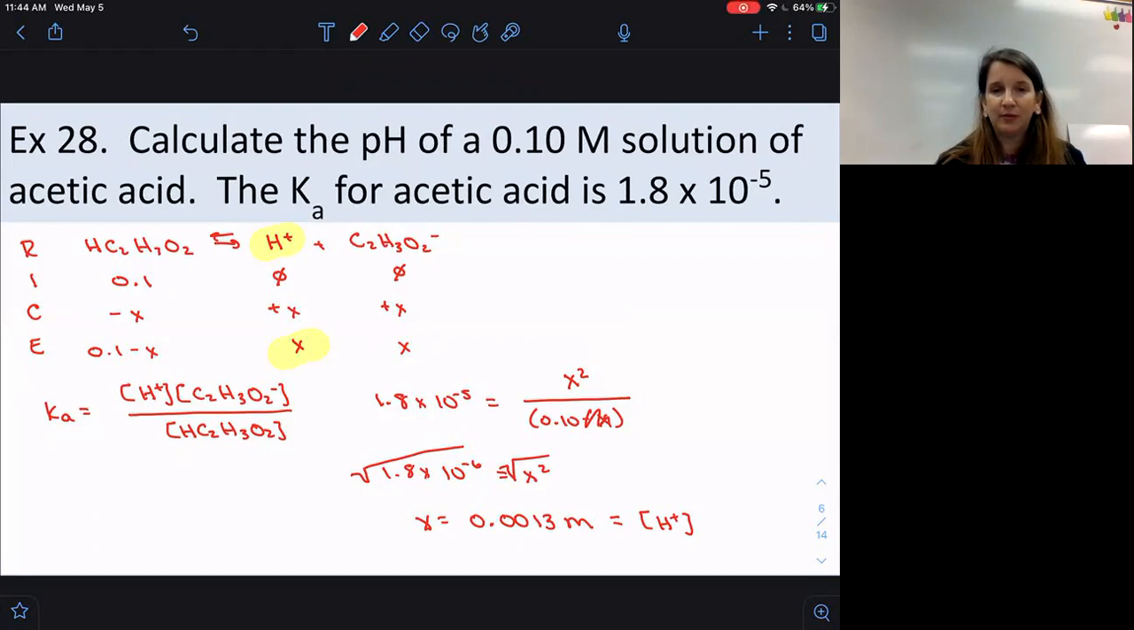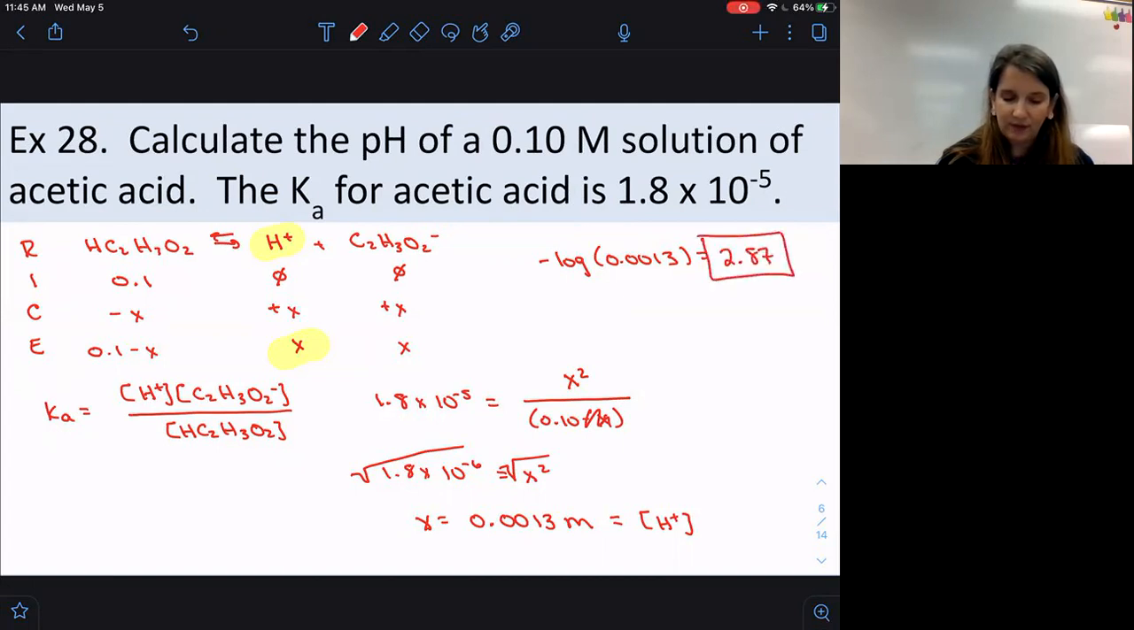But it's asking me for pH. So how do I solve for pH given my hydrogen ion concentration? Well, I would simply do a negative log of my hydrogen ion concentration to get my pH. So I'm going to do negative log of my answer, and I get 2 sig figs, and those go behind my decimal point, so my answer would be 2.87. That would be my pH. Okay?